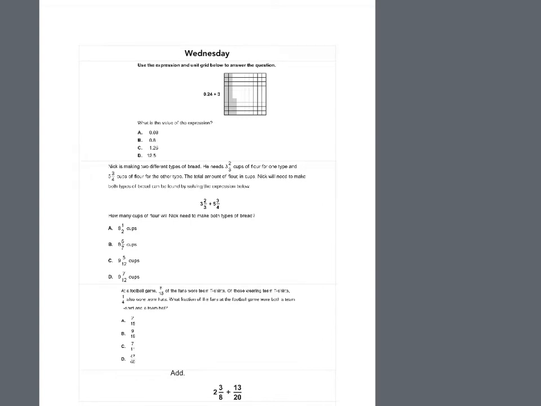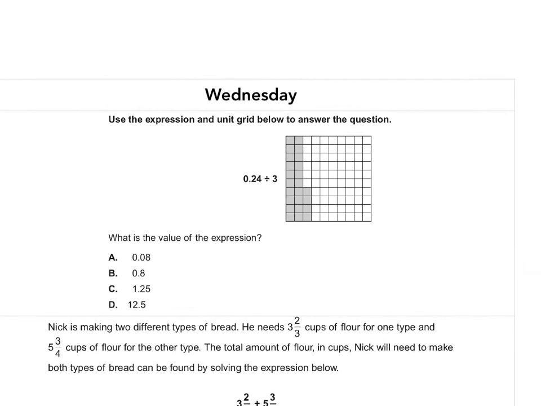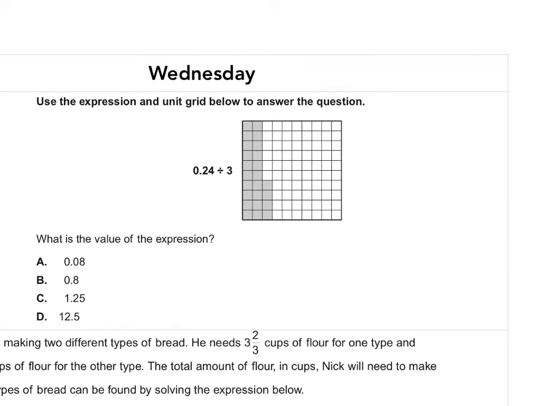This is my math homework number 26, Wednesday. For the first one, it says, use the expression and unit grid below to answer the question. What is 24 hundredths divided by 3? You don't really need to use the grid, but you could if you want to. Let's go and do this.